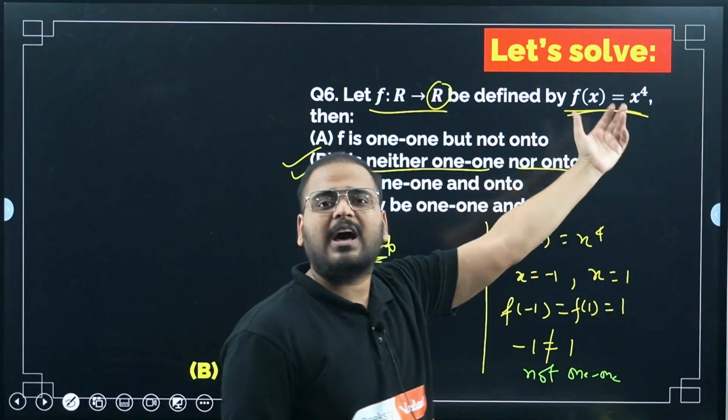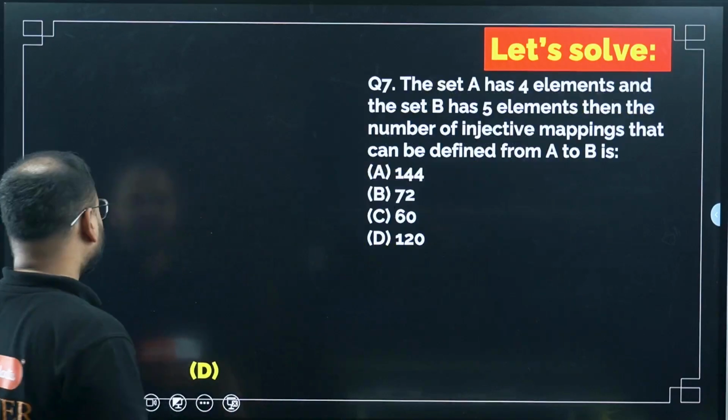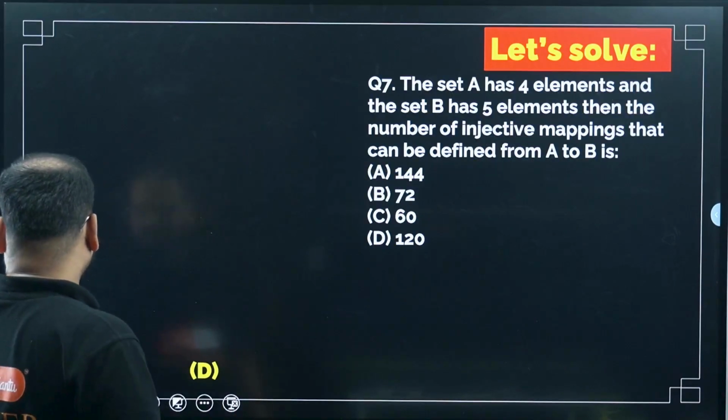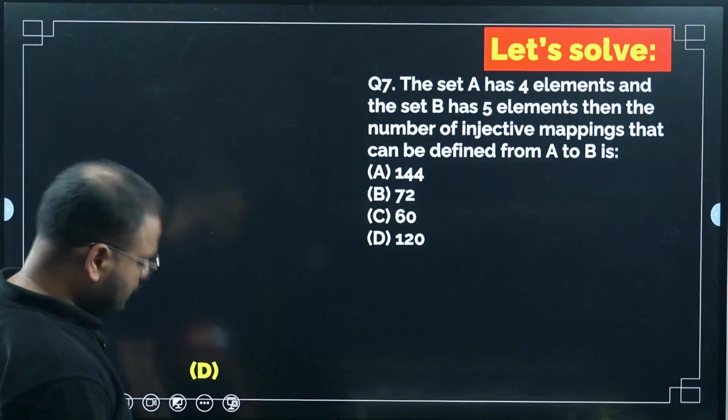Only positive. X power 4 has to be positive, right? Square of something is always positive. Now the previous one we have done. Let's move on to the 7th one.